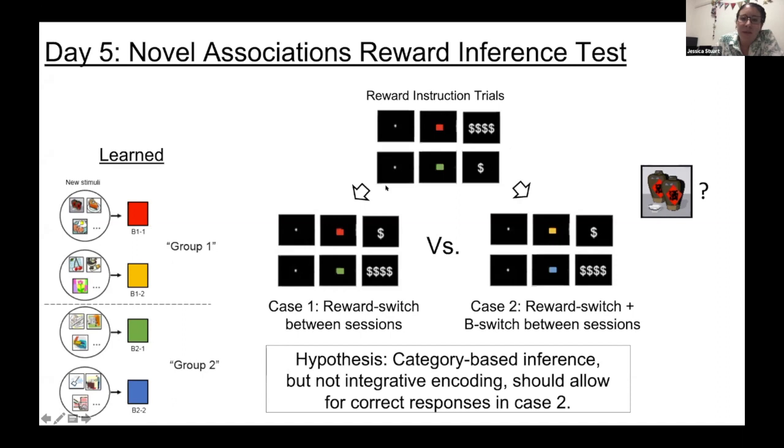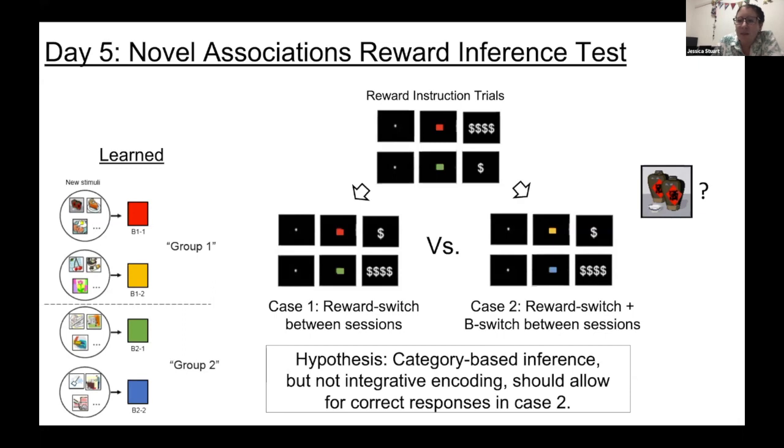Then there are two ways that we can follow this. The first one is on the left, further down. In this case, we switch the reward between the sessions. So we show them the same stimuli, but now we show them that the red stimulus is related to small reward and the green one to large reward. And we think that regardless of the strategy used, they should be able to do this because, I'll explain why later if necessary. But on the other hand, if we switch the reward, but we also switch which B stimuli we're showing, then we think we might start to see different results depending on the strategy that's used.